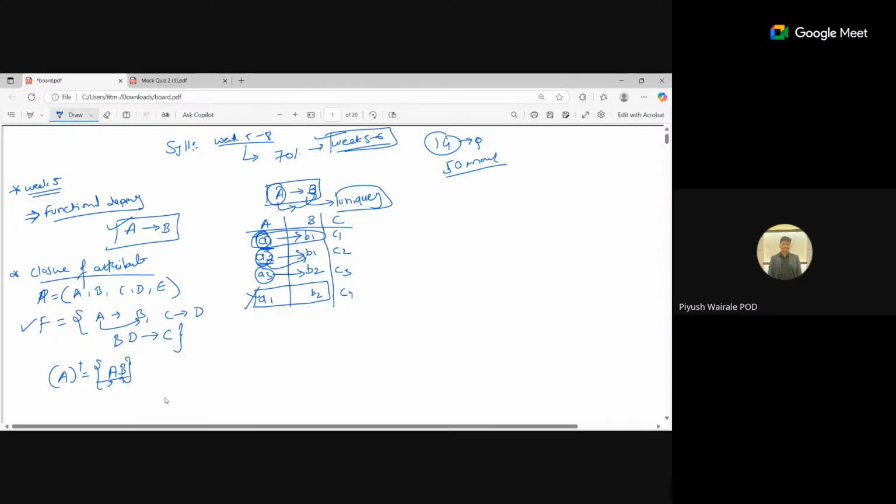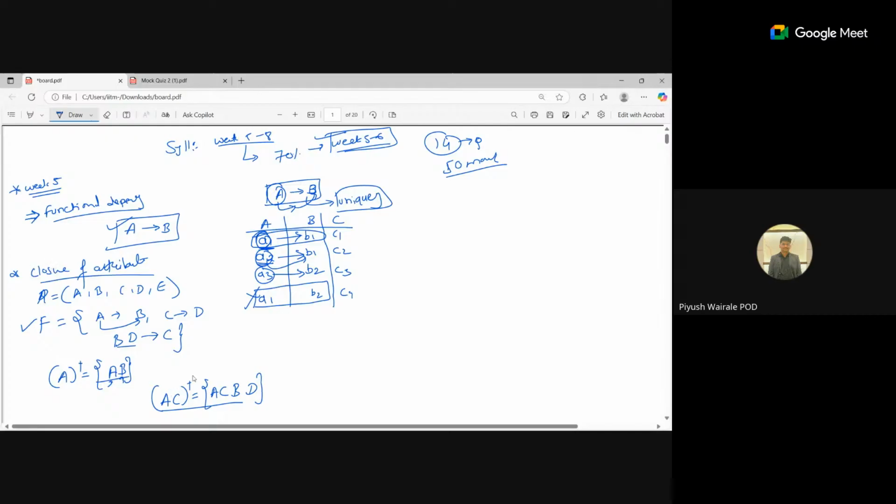So in this way, we need to find the closure here. Let's say, for example, if I say AC closure, what will be the AC closure here? From AC, it will determine AC, but from A we will get B, from C we will get D, and from BD again we are getting C here, right? This is the AC closure. I hope everyone knows how to find the closure of any attribute or set of attributes, right?